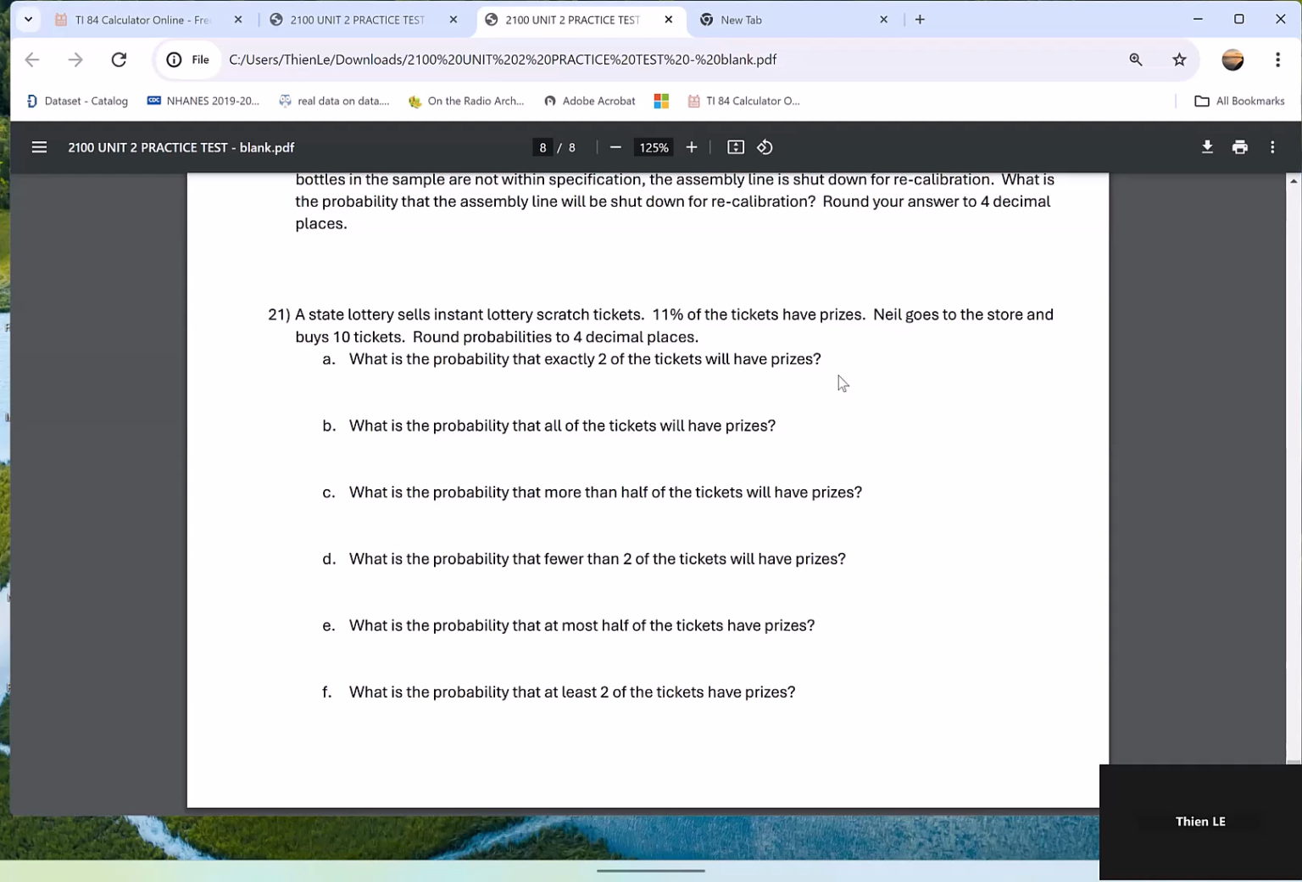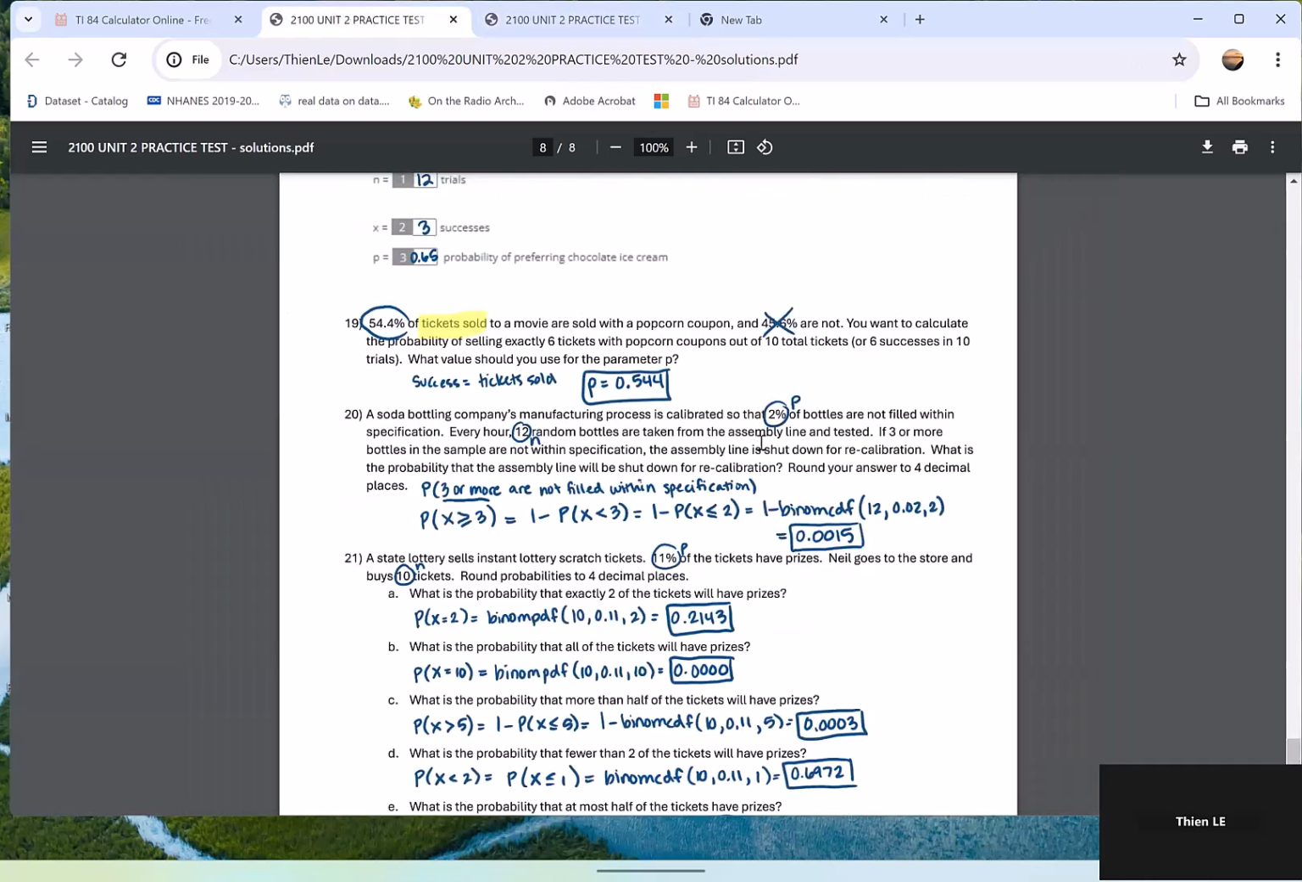Which is 0.11. So if you know X is the number of tickets that have the prize among the 10 tickets you buy, at that time your X can be modeled by a binomial of 10, 0.11. Okay, so this is the first step you have to do. And then from that, you can do all the math here. What is the probability exactly two tickets have the prize? In this case, it's just binom PDF, right? Exactly, which is equal. Binom PDF 10, 0.11 and 2, right? Binom PDF 10, 0.11, 2. Okay.